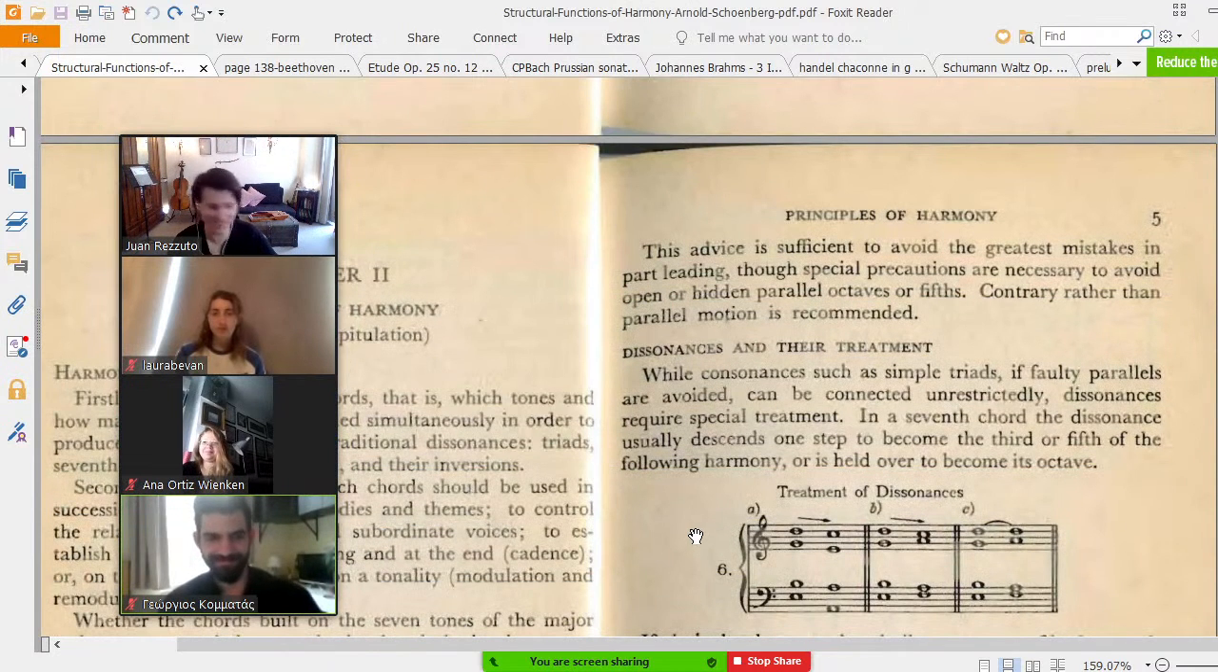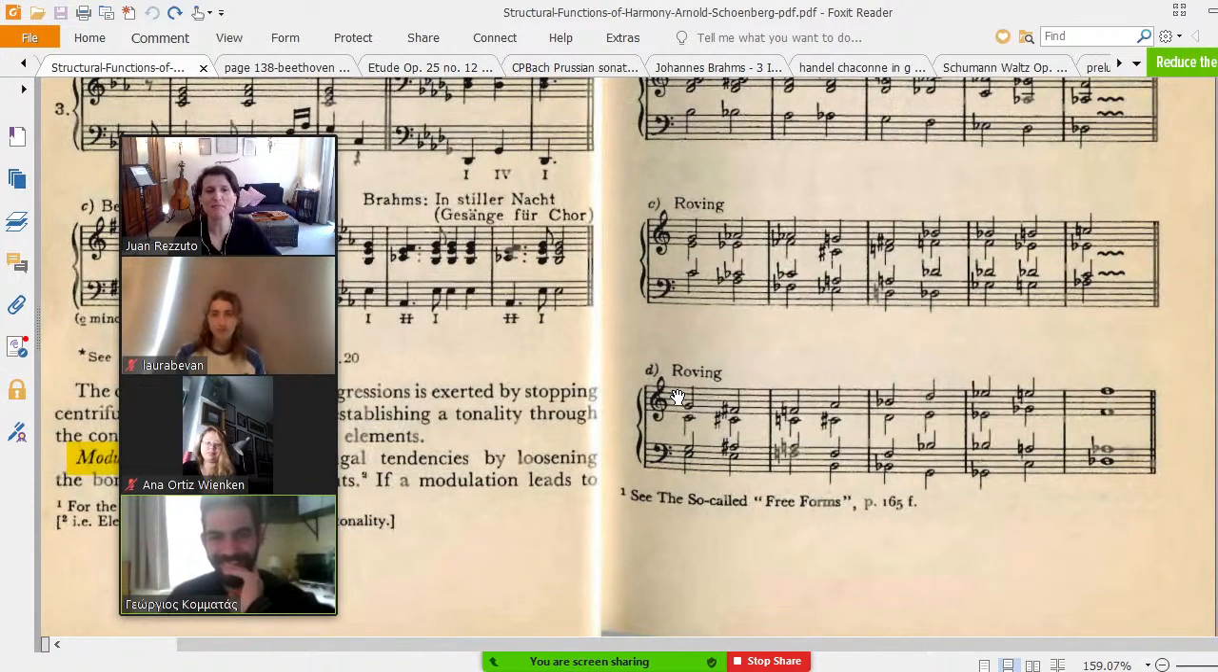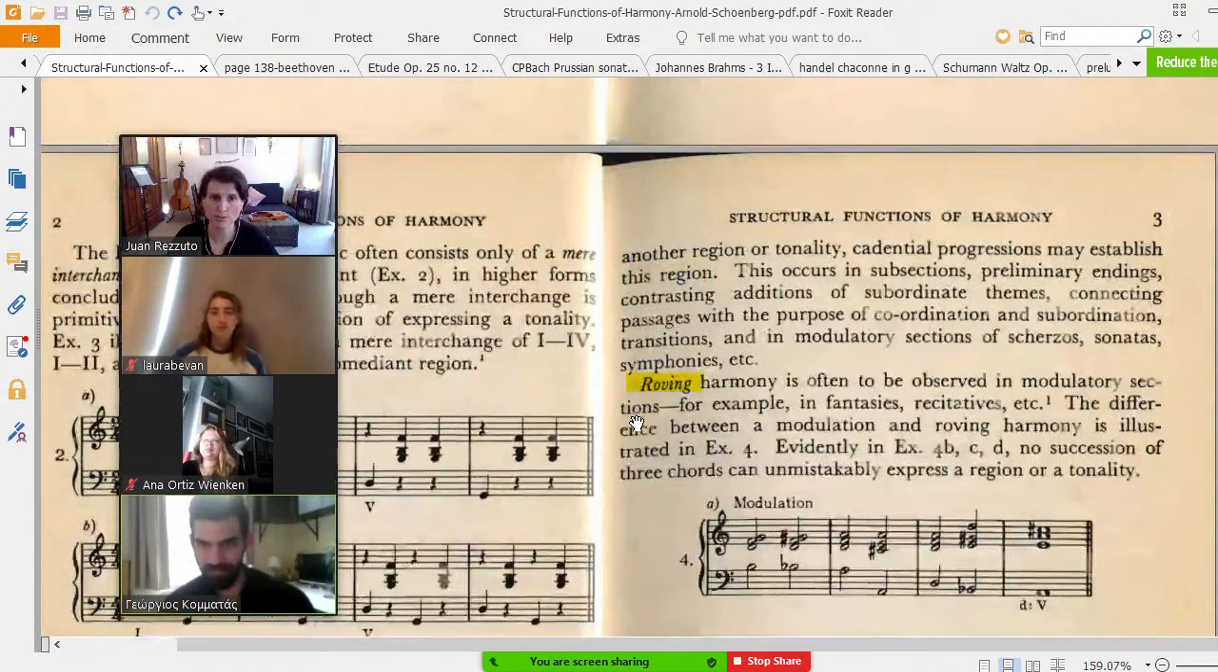I don't understand. But that's why, this is the purpose of this. I mean, he's not criticizing this. This is just roving harmony, which we are not studying, and function harmony, and the function of this harmony creates progressions.